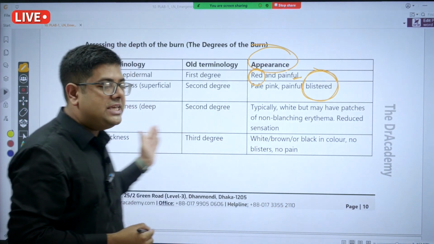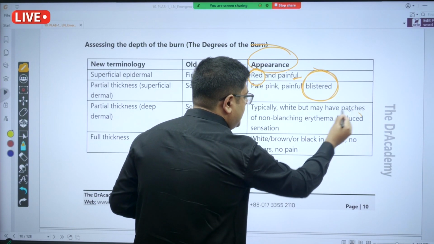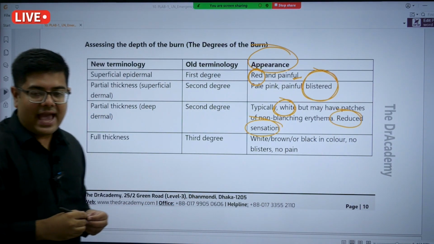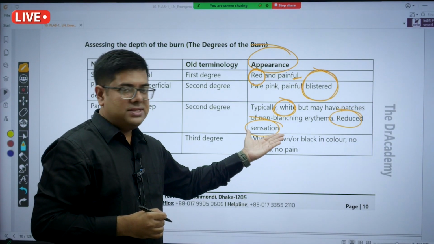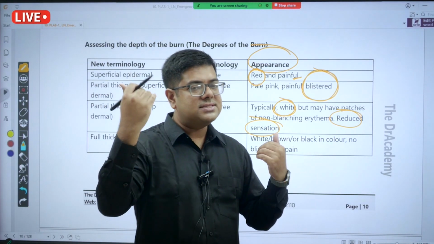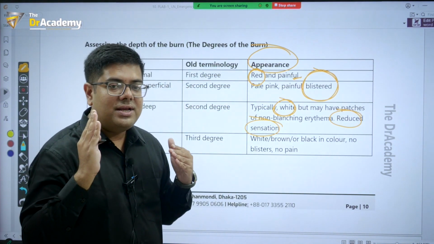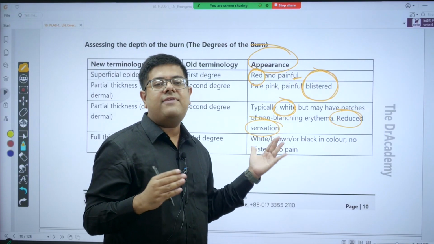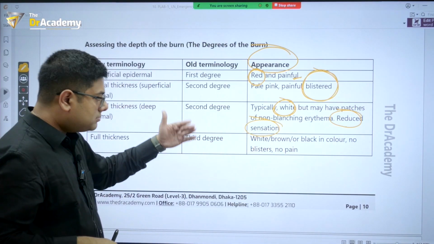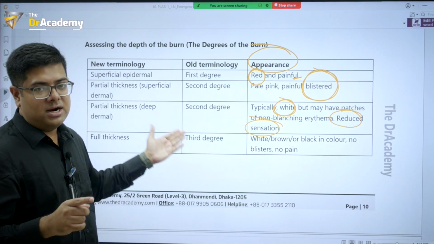Now we are going to move to deep dermal. How do you recognize this is deep dermal? Two things. Mainly reduced sensation and the color white. White and reduced sensation. Highlight on this, reduced sensation. Don't confuse this with loss of sensation. Reduced means it's decreased but not lost. Your stem will clearly mention that the burn patient is having some reduced sensation. Whenever you find these two words, you'll definitely think of deep dermal.